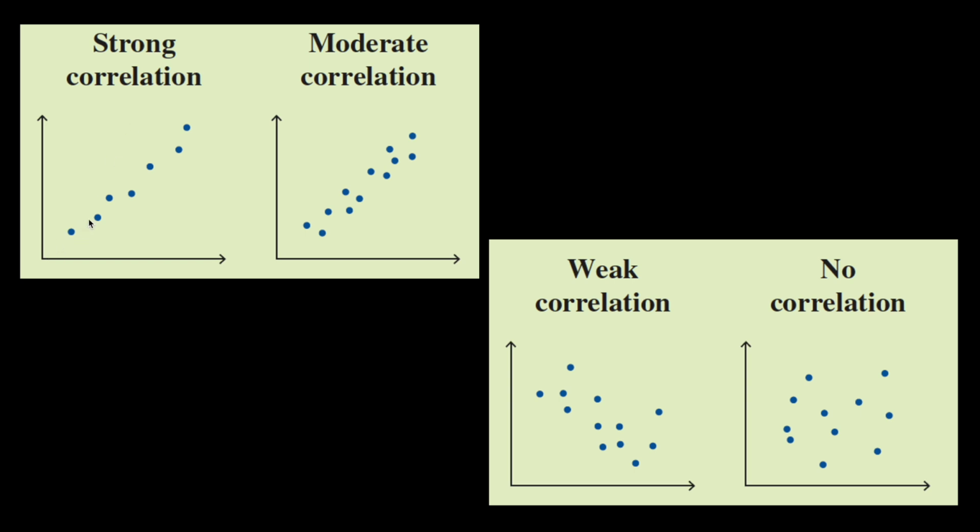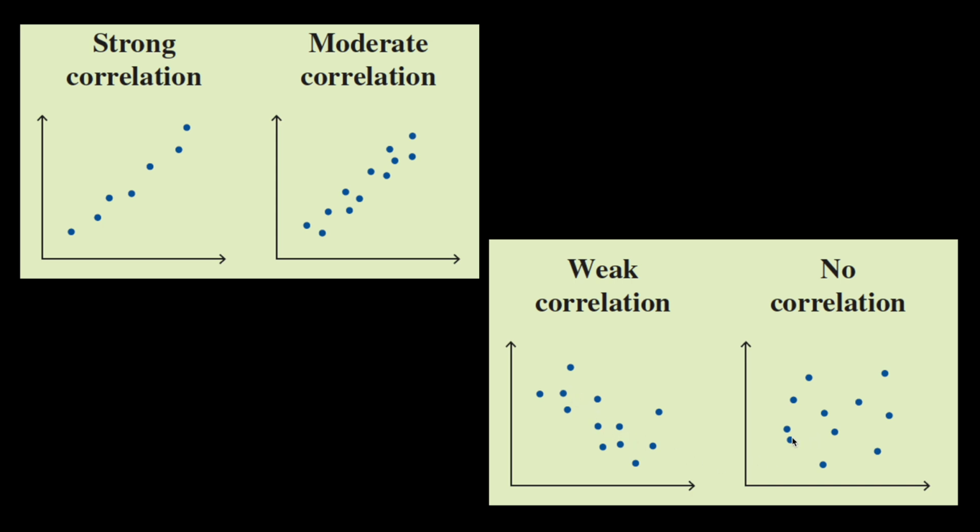Strong means that it is following that straight line or that curved line really nicely. Moderate is that it's there, but it's not as tight. Weak means that you can see whether it's positive or negative, linear or non-linear, but it's very faint. It's there, but there's not a lot of pattern. It is a weak correlation.